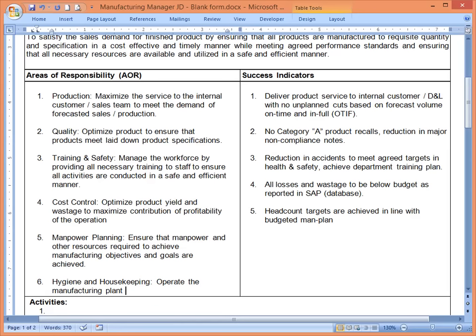Your score will fail. The auditor will fail you in hygiene and housekeeping. You'll not be able to renew your certification. Okay. So hygiene and housekeeping, operate the manufacturing plant. Maintaining company.